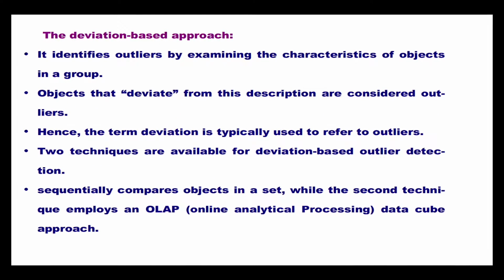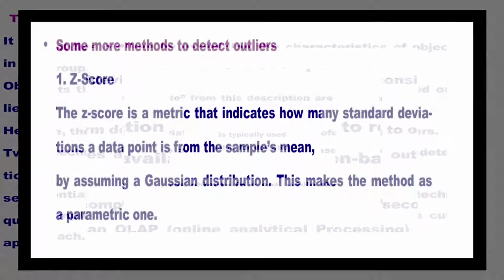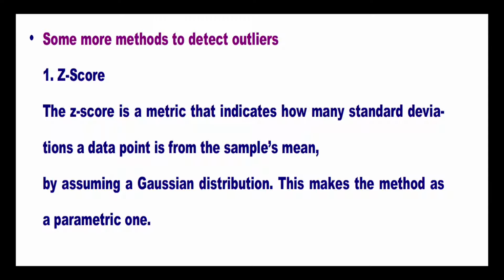The next approach we are going to see is the deviation-based approach. It identifies outliers by examining the characteristics of objects in a group. Objects that deviate from this description are called outliers. Hence, the term deviation is typically used to refer to outliers. Two techniques are available for deviation-based outlier detection. The first technique sequentially compares objects in a set, while the second technique employs an OLAP, that is online analytical processing, data cube approach. Now we will see some more additional methods for outlier detection.